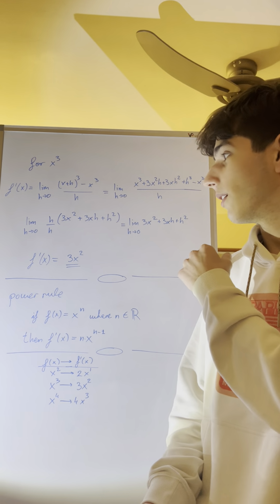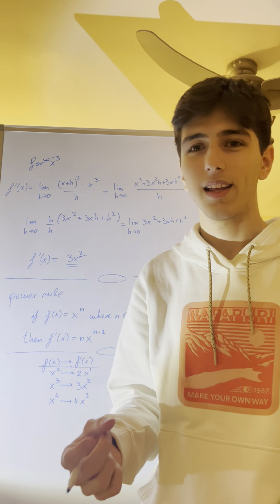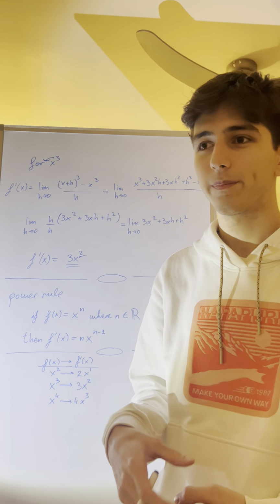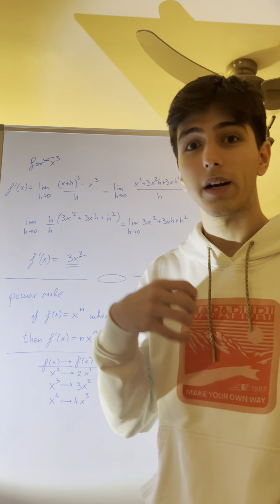So it seems like the power becomes the coefficient of x, so it kind of goes down. Right, but for x cubed, we didn't have just 3x, we had 3x squared. So the power is always going to be 1 less than the power that it was initially.